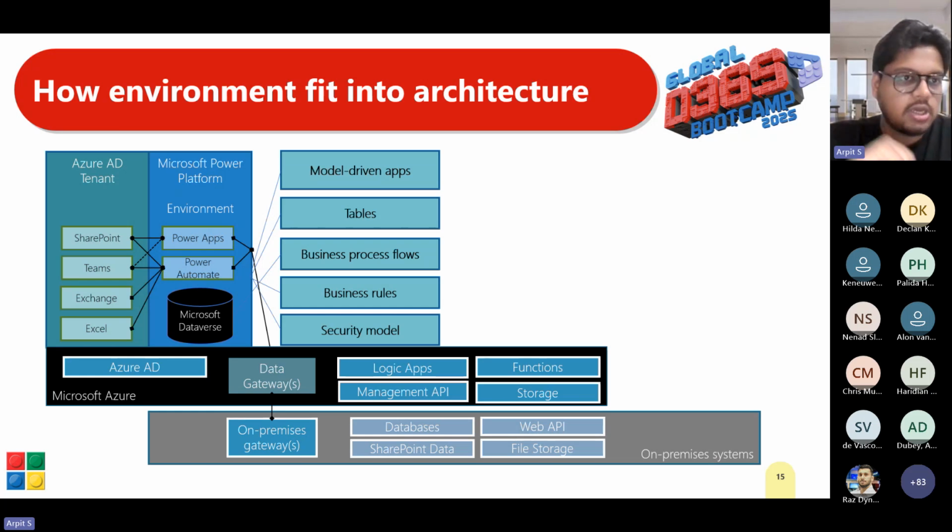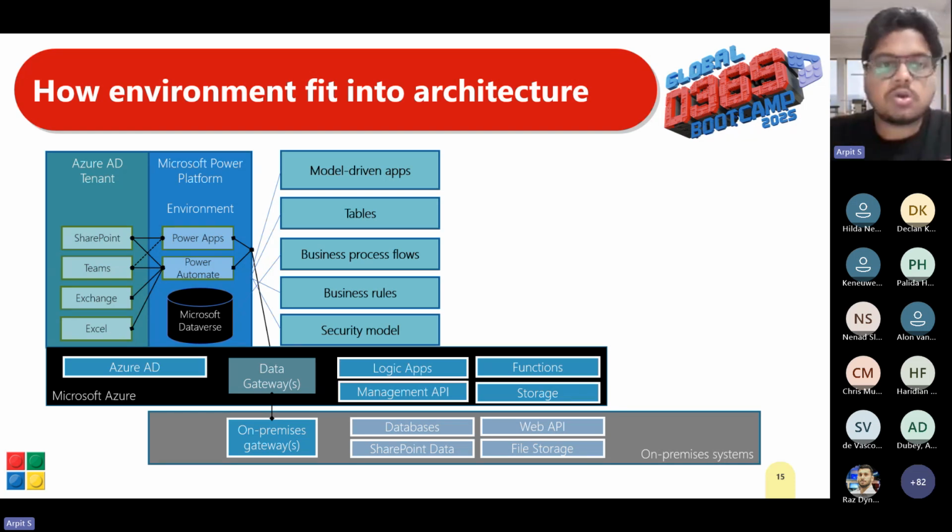And as you can see, there is a dedicated tenant specific to your company or organization. There you will find other Microsoft products and applications like SharePoint, Teams, Microsoft Exchange, Microsoft Excel, PowerPoint, Word. They are also using the same tenant. And then you have a dedicated Power Platform environment, which is also using the same Active Directory tenant.